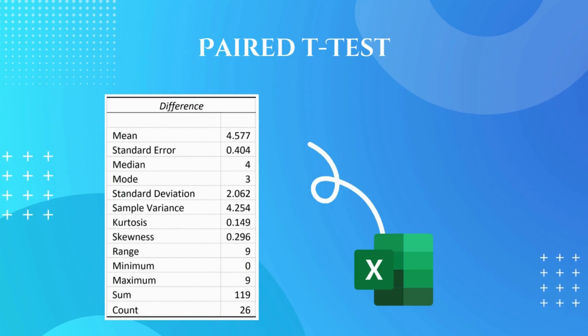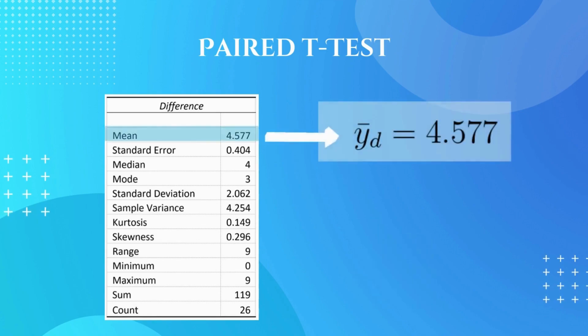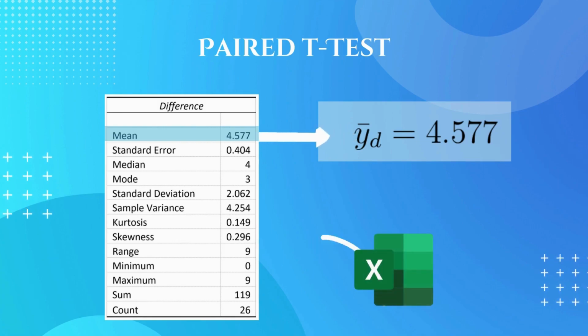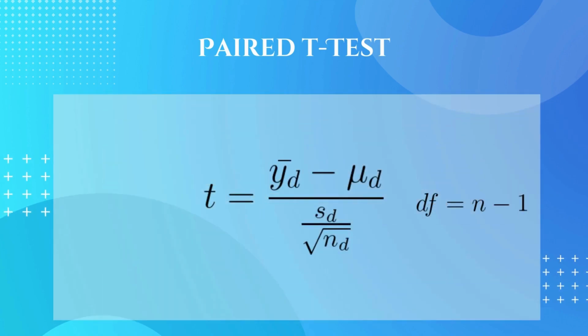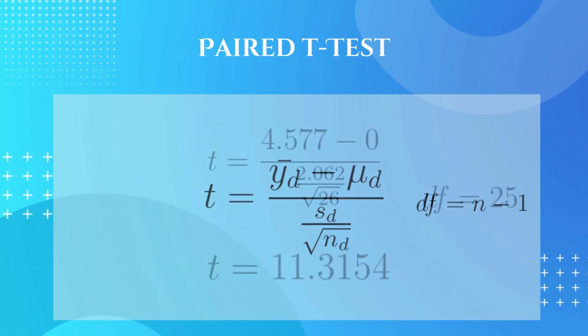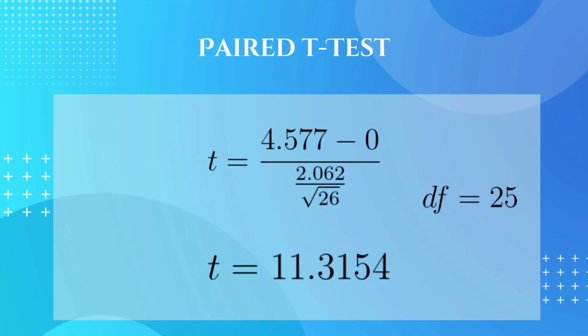Here's the output of the descriptive statistics. We can find the mean of the differences, which is 4.577. Then the standard deviation, which is 2.062. Now we're ready to calculate the test statistic. The test statistic is 11.3154 with 25 degrees of freedom.